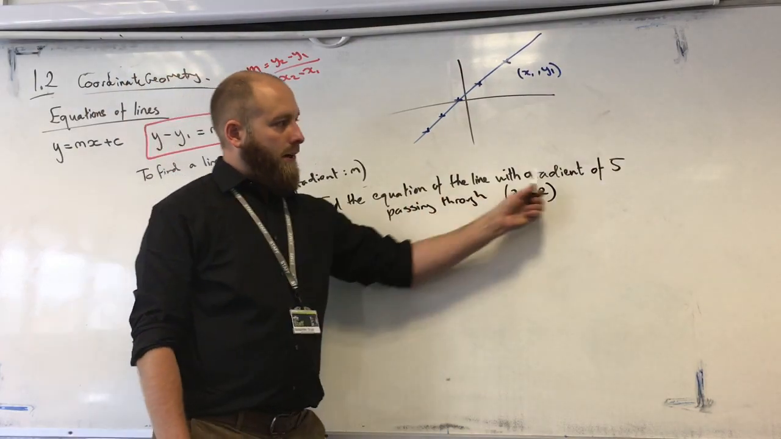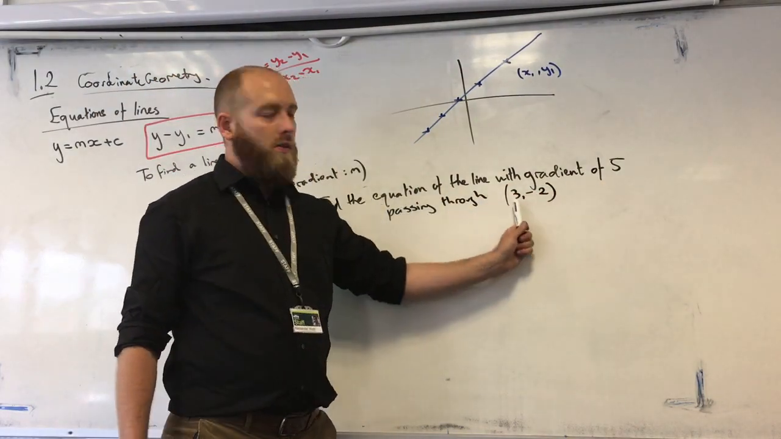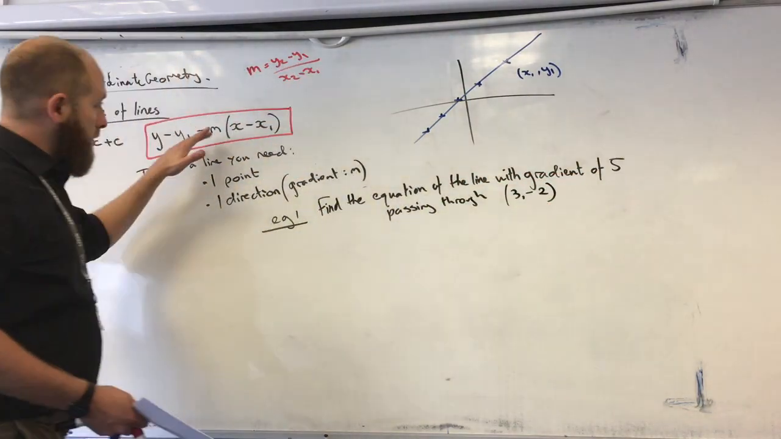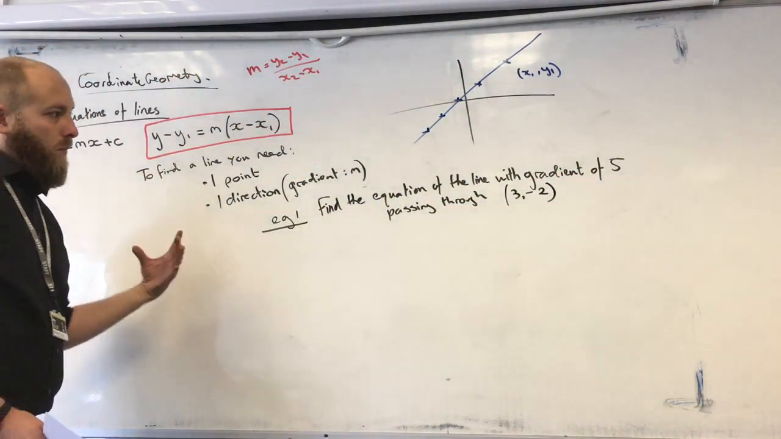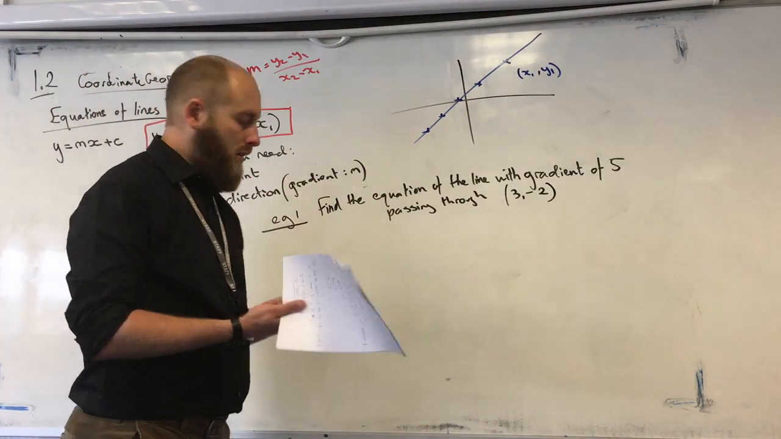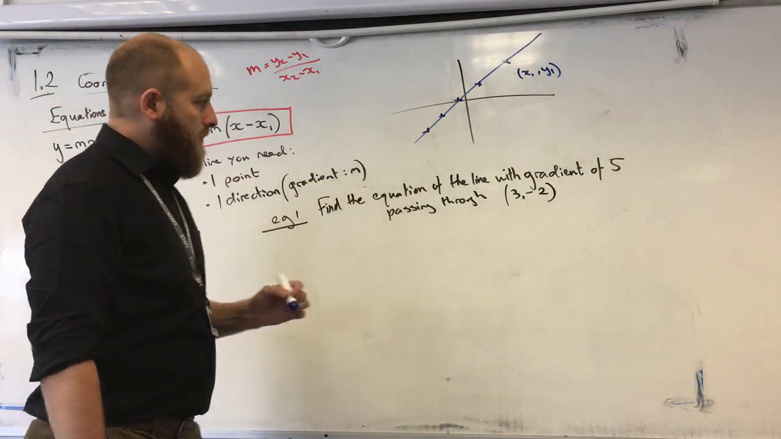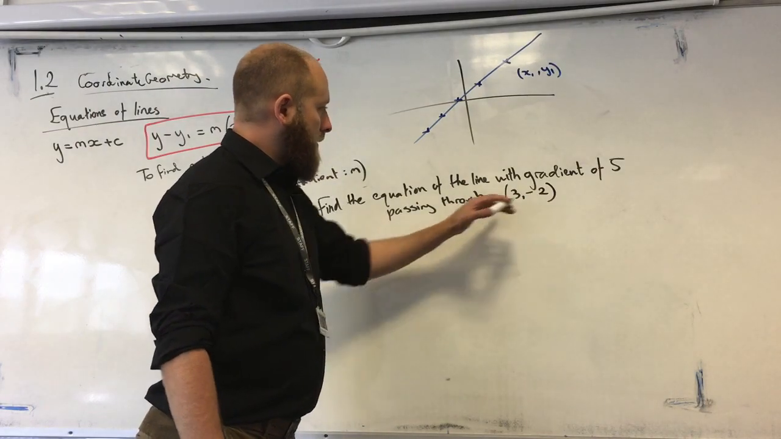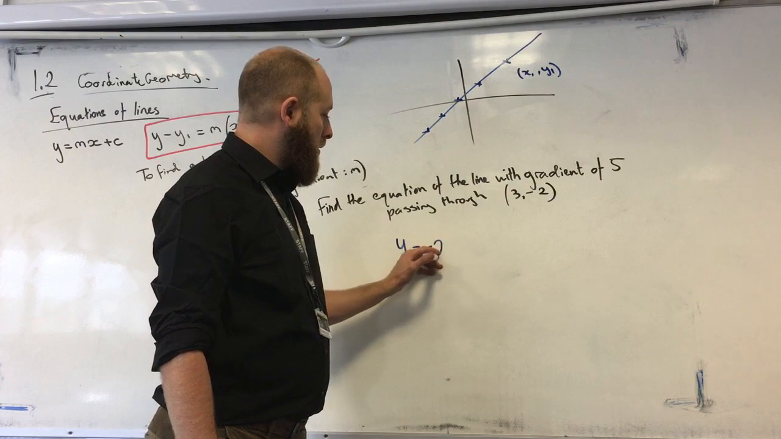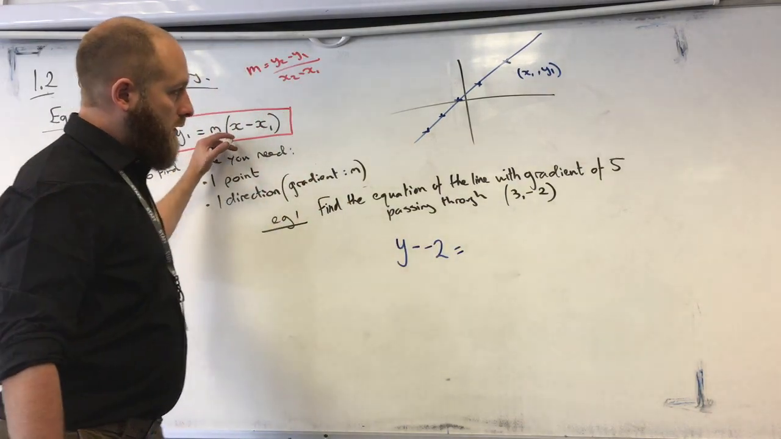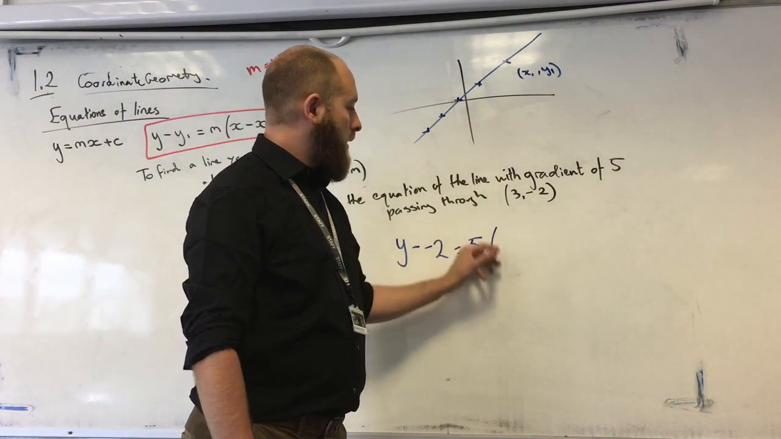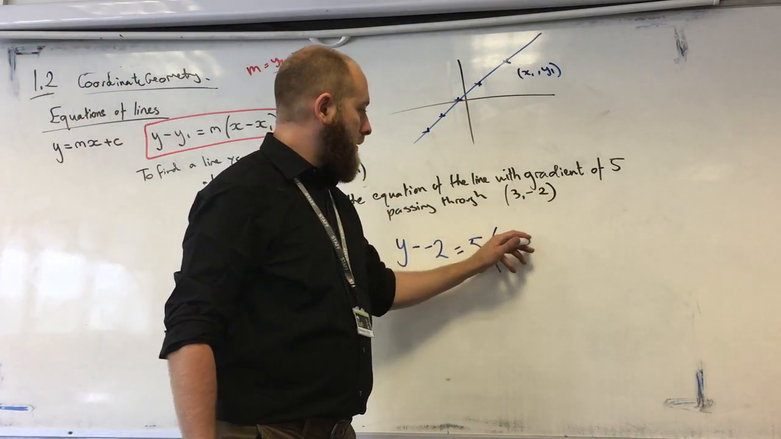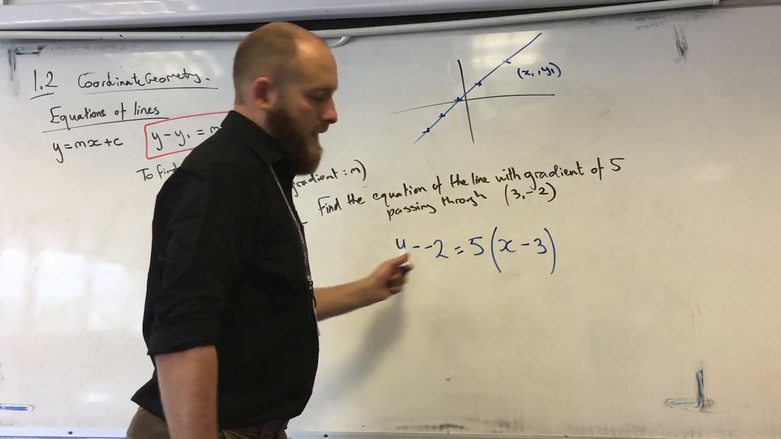Find the equation of the line with the gradient of 5 that passes through the point (3, minus 2). We're just going to put those two values into this new equation, rearrange it to get y equals, and that will be the equation of our line. So we've got y minus y1, this is our y coordinate, this is our x coordinate. So y minus minus 2 equals m, the gradient 5, times x minus x1, x minus 3. So that is the equation of the line.